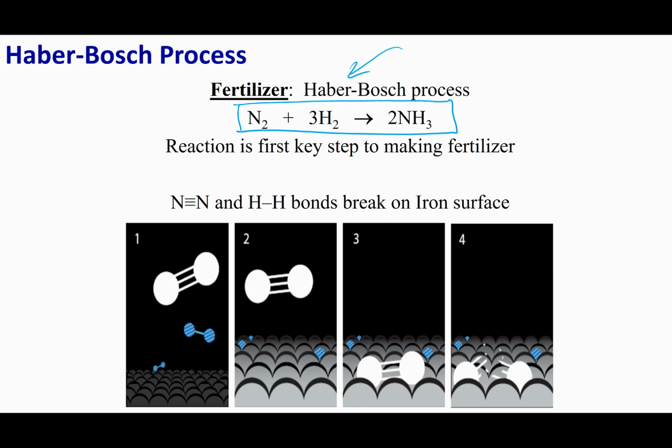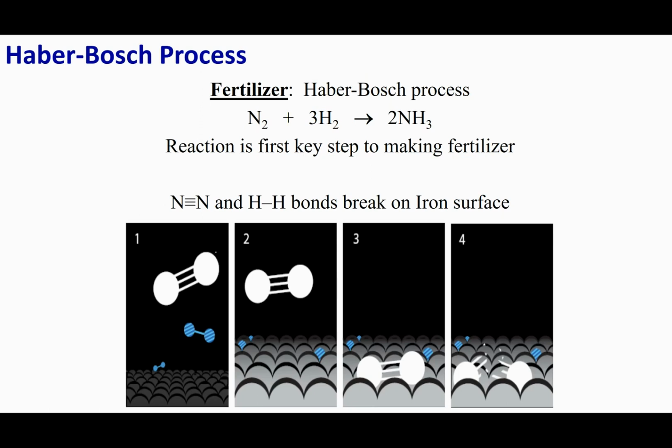Now, what's really interesting about this story is if it wasn't for them discovering this process, most of the world would probably starve. And that's because ammonia is a key component in making fertilizer. So this reaction, while it was first catalyzed to make bombs, is a reaction that if we didn't have, we wouldn't be able to feed the world's population. So let's go ahead and talk about how this catalyst works.